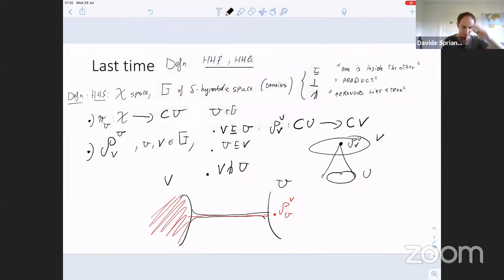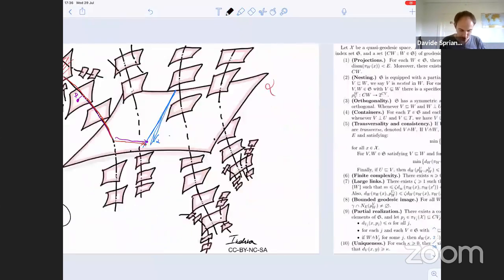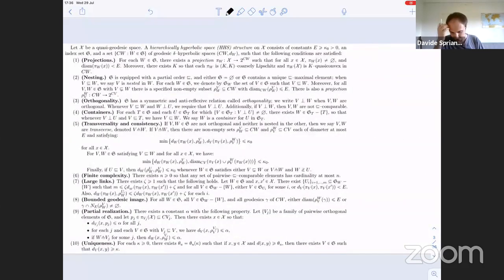Okay, so probably this was very fast, but hopefully we saw this yesterday. So this is basically what we need. And then there are a bunch of axioms that need to be satisfied to verify that all of those things behave and are related in the correct way. But this is what you need to somehow define, and then you just need to verify that they satisfy some properties. Okay, so this is the definition.